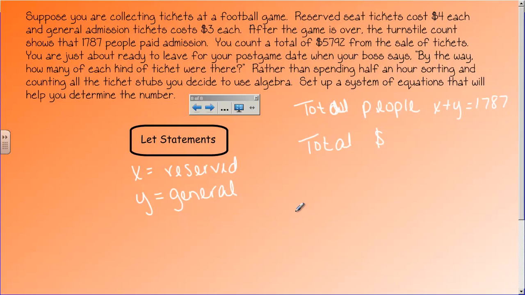Total money is where you have to now include the cost of the ticket. We know that the total dollar amount is 5,792. We also know how much each kind of ticket costs. So when I'm doing total money, I've got to include how much the tickets were worth. Reserve seats are $4, so $4X plus $3Y had to equal $5,792. These are very common questions. Whenever you are asked a question like this, you always have a total number of items and total money. The only time you have to include the cost of the item is when you're dealing with the money. The other equation, you just add up the items.